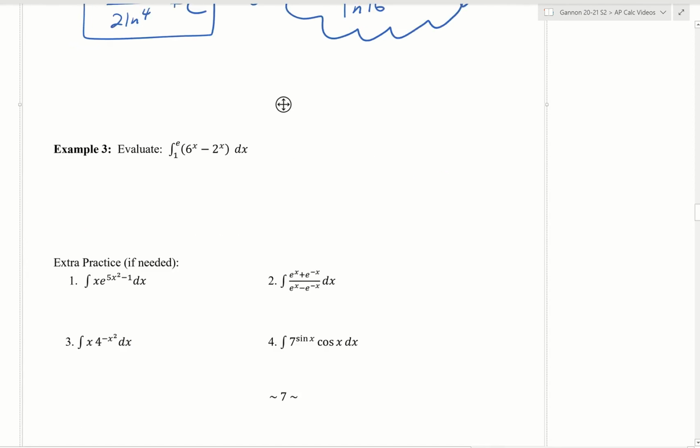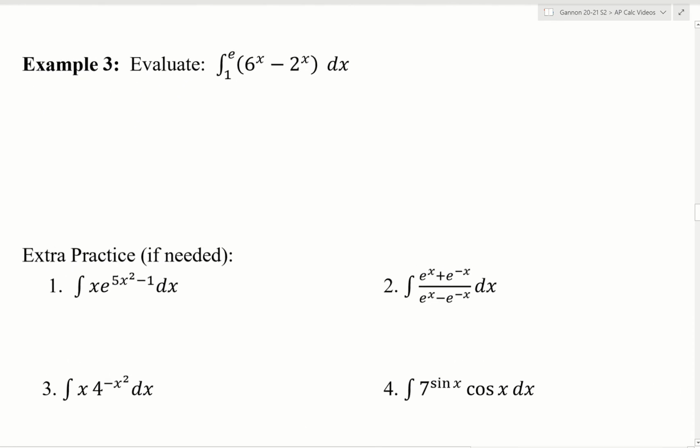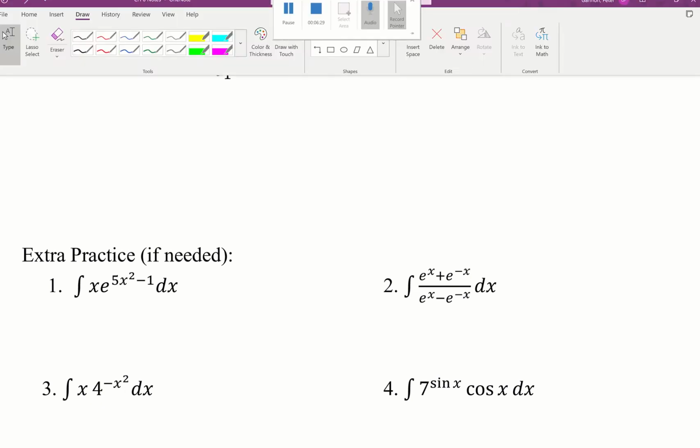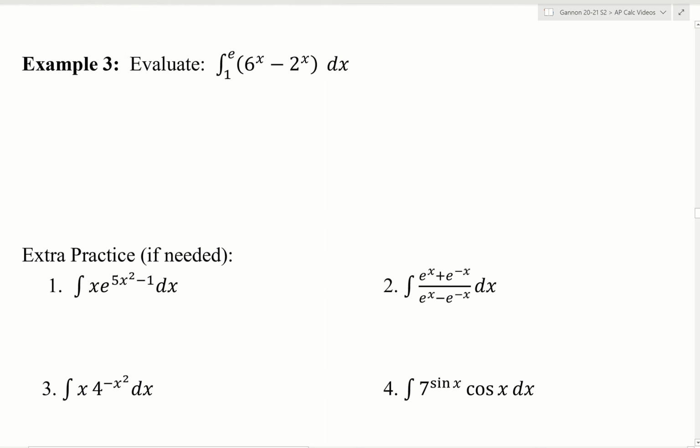All right, so let's take a look at example number 3. We want to do the integral from 1 to e. So now we have a definite integral of 6^x minus 2^x. Because we have a difference, the integral of a difference is the difference of the integrals, but we can do this all at once.